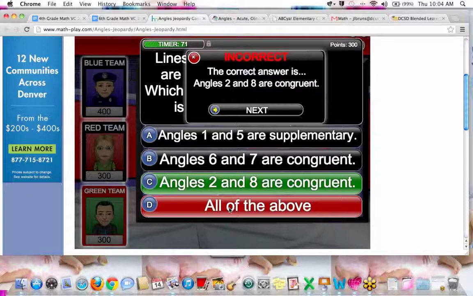A lot of times that's a good strategy if you don't know for sure. All of the above is a good one to pick. But the only two that were congruent were 2 and 8. That means these were the only two that were the exact same.